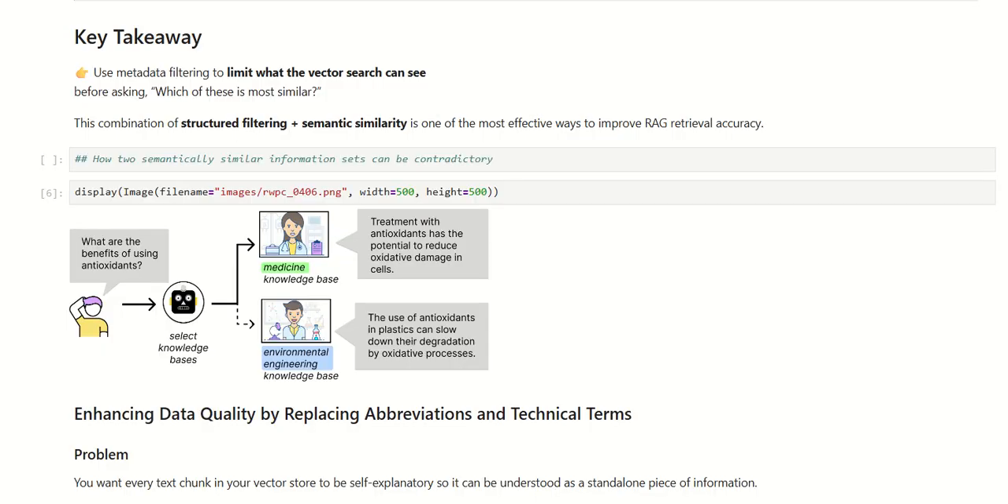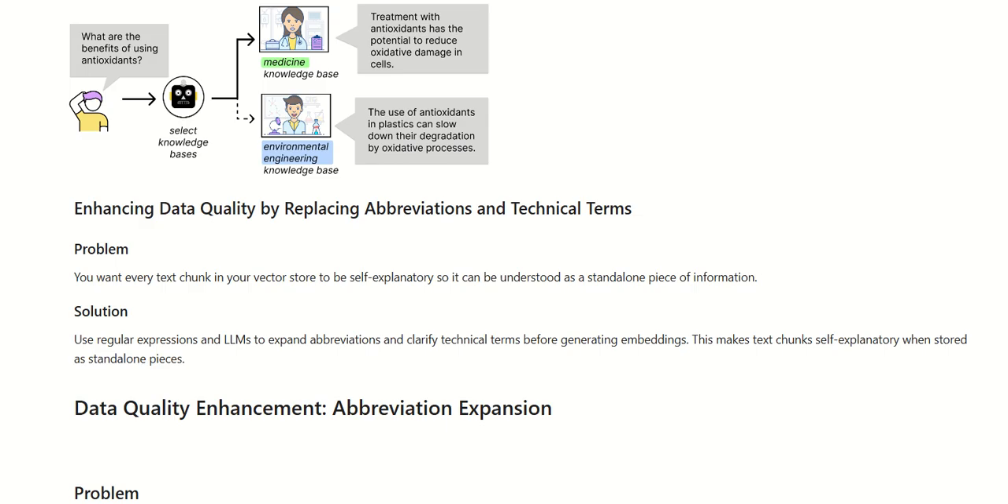Enhancing data quality by replacing abbreviations and technical terms. You want every text chunk in your vector store to be self-explanatory, so it can be understood as a standalone piece of information. The solution: use regular expressions and LLMs to expand abbreviations and clarify technical terms before generating embeddings. This makes text chunks self-explanatory when stored as a standalone piece.